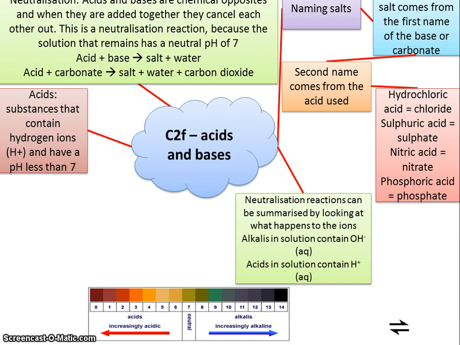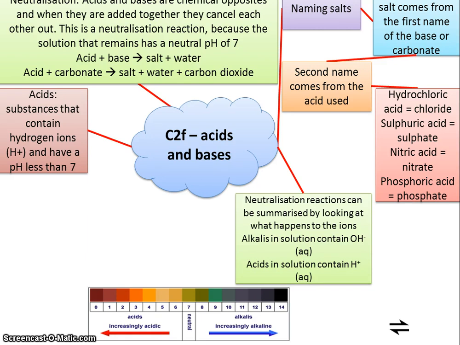plus carbon dioxide. If we had calcium carbonate and we added that to nitric acid, we'd have calcium nitrate plus water plus carbon dioxide. If we had calcium carbonate plus phosphoric acid, we'd have calcium phosphate plus water plus carbon dioxide. So hopefully you can start to see a pattern emerging there. Okay, so that's what we're talking about.